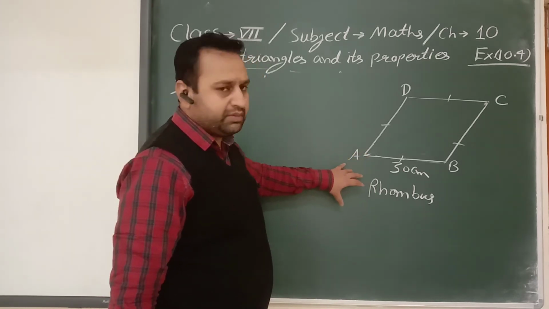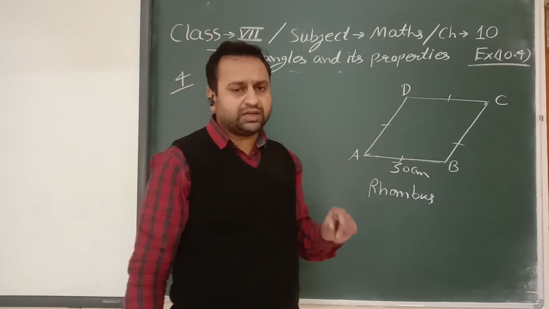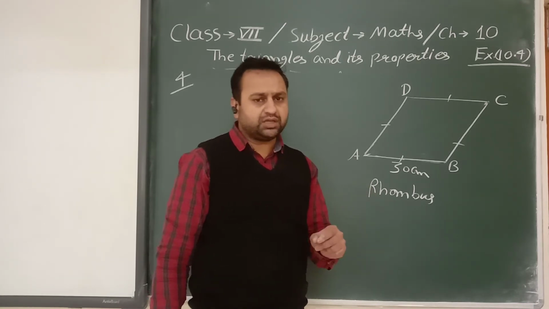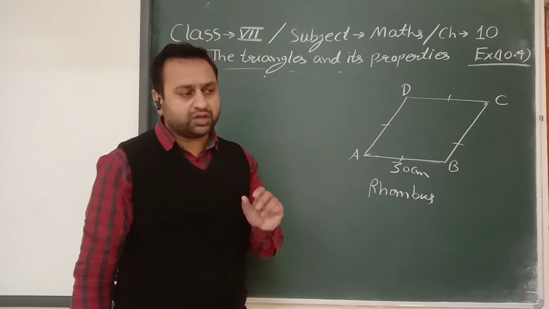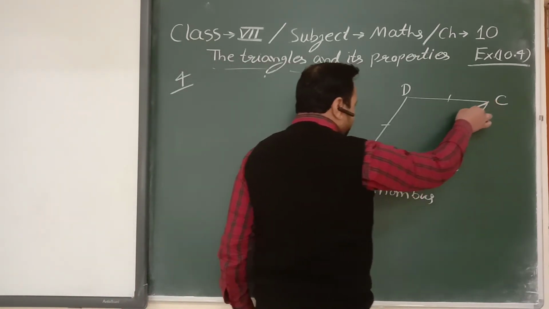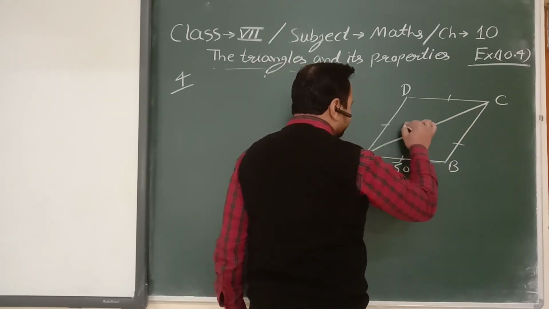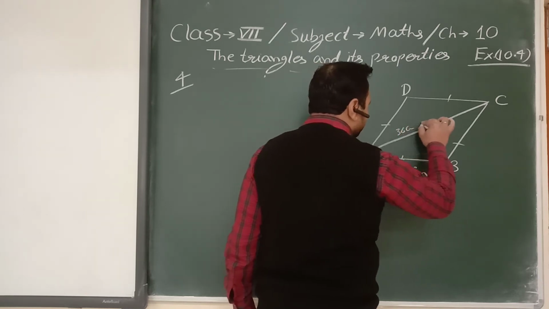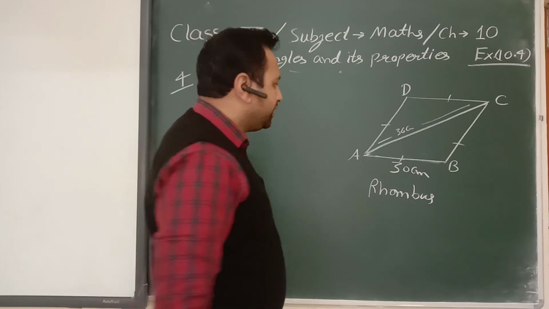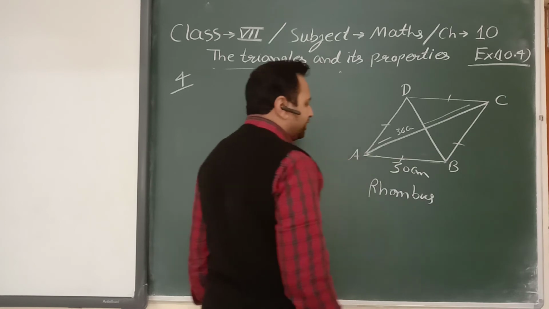A diagonal is a line segment that joins two opposite vertices, that is, any line segment joining any two vertices, but the condition is that these vertices are not adjacent. So we have to join AC. It is a diagonal and its value is given 36 centimeter. And we have to calculate the length of the other diagonal, BD.